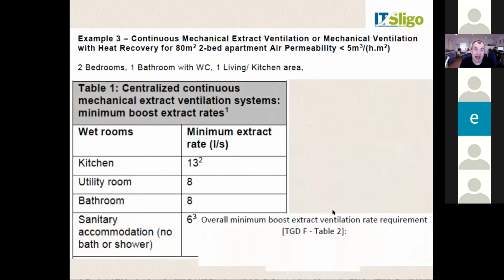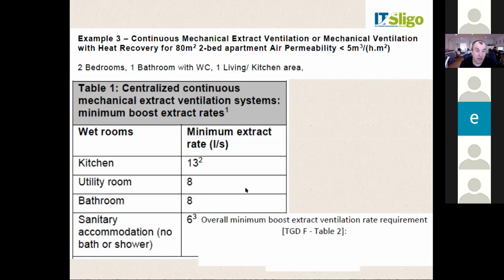We then have this table again, where we have the amount of mechanical extract ventilation systems, where we have kitchens, utilities, bathrooms, overall sanitary ware. I actually practiced this lecture yesterday to my son, and he was saying, oh, is it 13 squared? I said, no, that 2 is a footnote to the bottom, and it's not 6 cubed either, so it's 13, it's just a footnote.